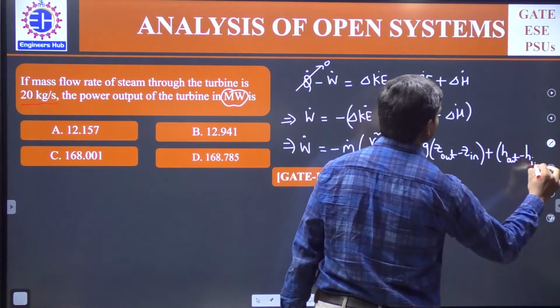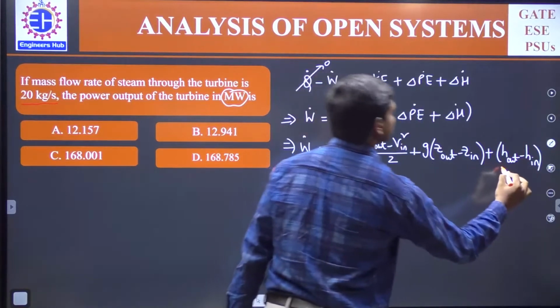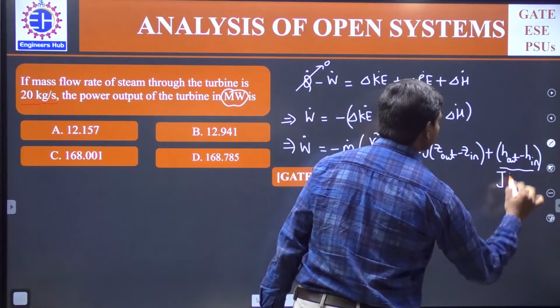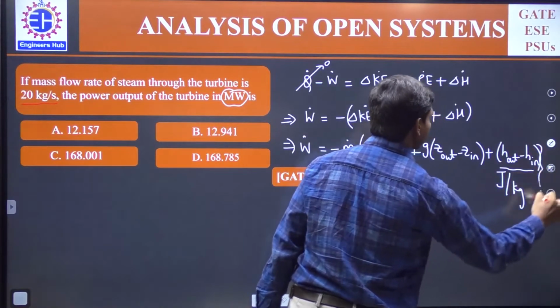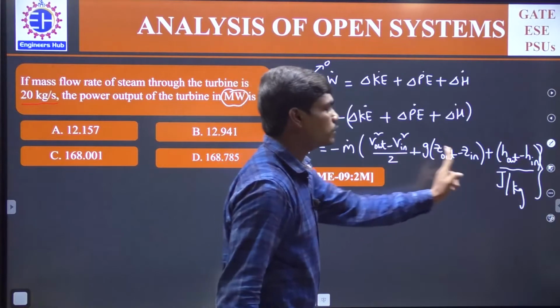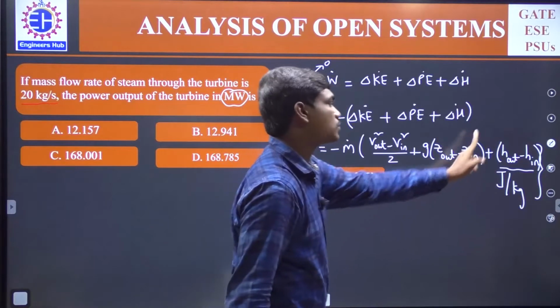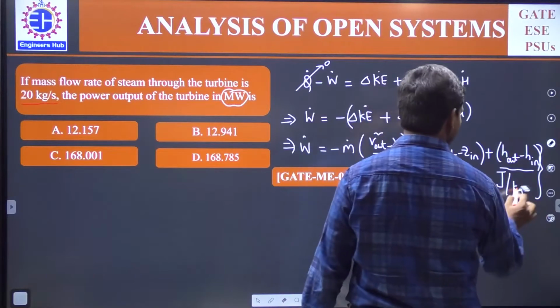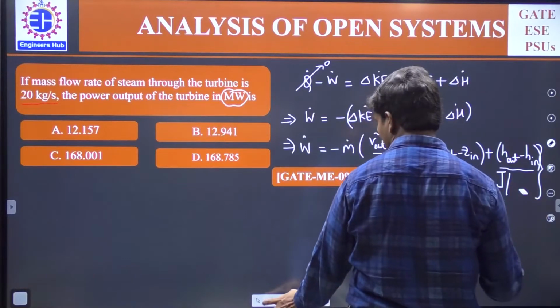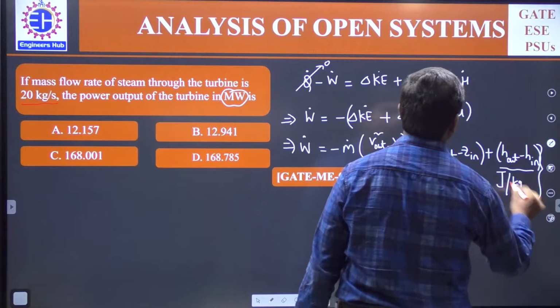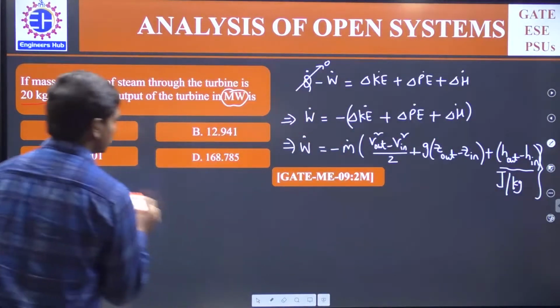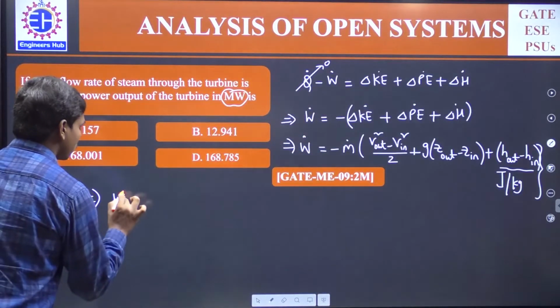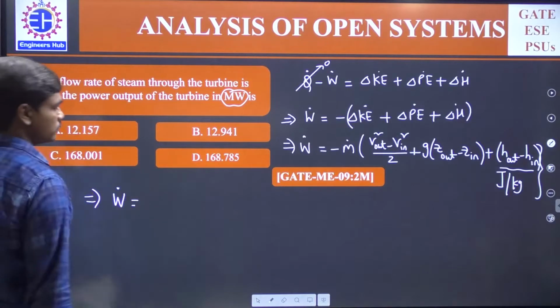But here one thing you need to be careful about is this H out minus H in should be in joules per kg, because all these values are in joules per second. So this should also be in joules per second. Since we are multiplying with mass, this is joules per kg and kg per second. Okay. So now if you see, W dot is equal to, see what happens.